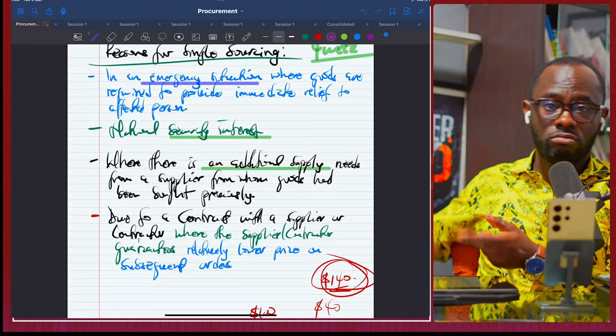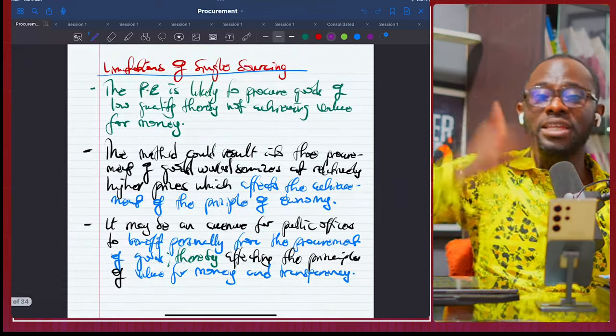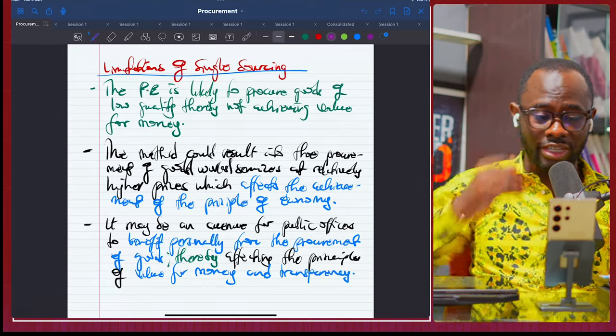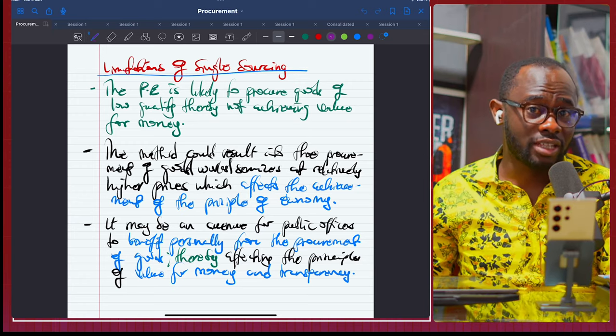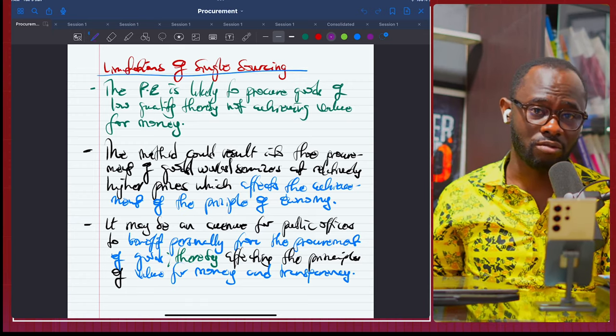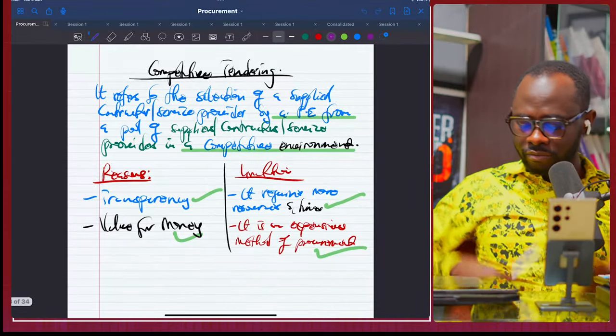So there are a couple of reasons available. We've discussed these things. Then the limitations of the single source, the disadvantages of the single source. We discussed these things as well. It's something the examiner can throw at you. It's part of the methods of procurement.